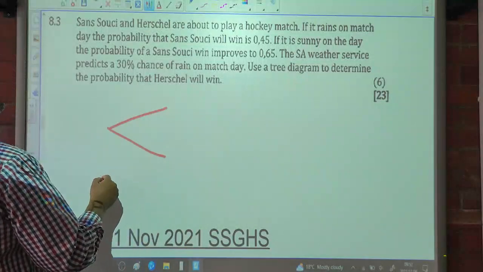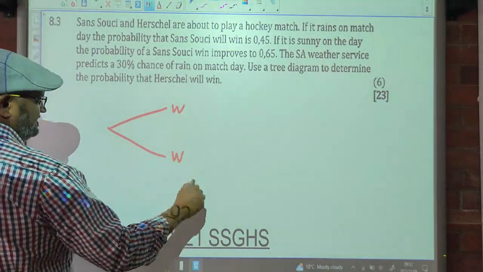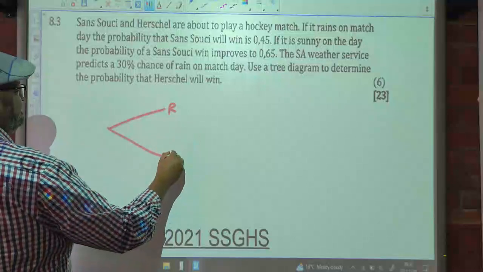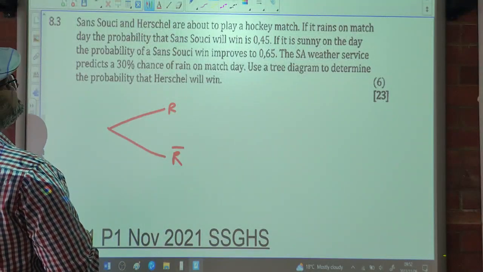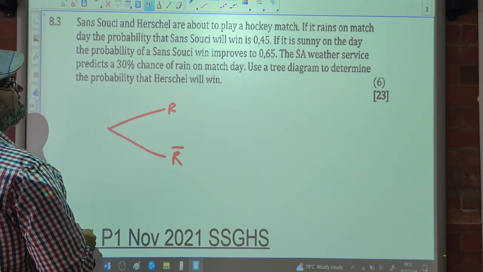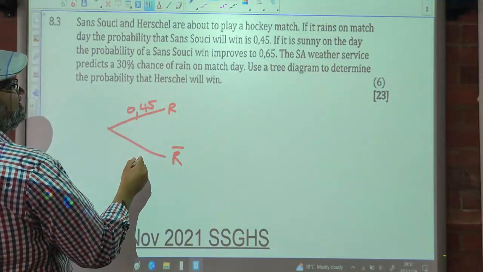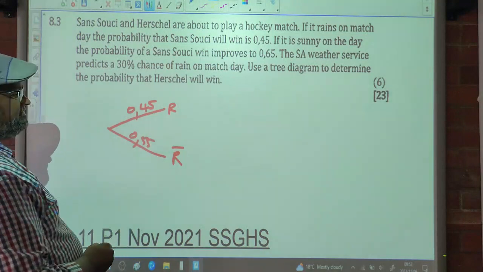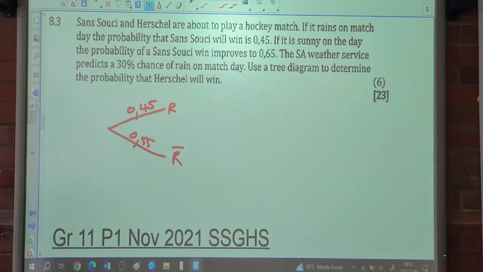Okay. So if that's a win and no win. Sorry, rain and no rain. Okay, rain and no rain. So if it rains on the day, the probability that Susie wins is 0.45. And not rain, then what will it be? 0.55. Why? We add those two together, must get 1. Okay.